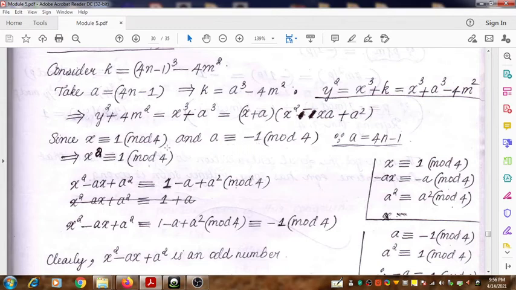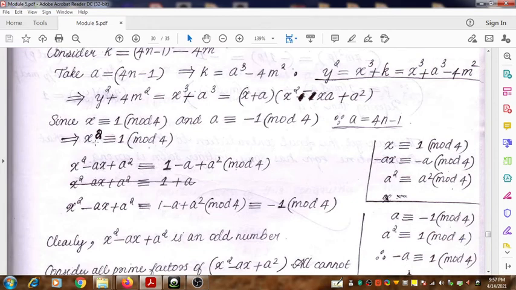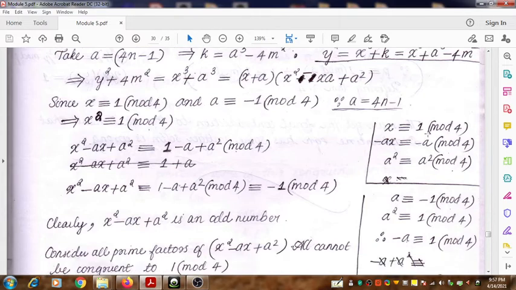Combining, x square is therefore congruent to 1 mod 4. We take another copy of the same expression, x is congruent to 1 mod 4, and we get that x square is congruent to 1 mod 4. Then these two congruences can be multiplied and we obtain that x into a is congruent to minus 1 mod 4.